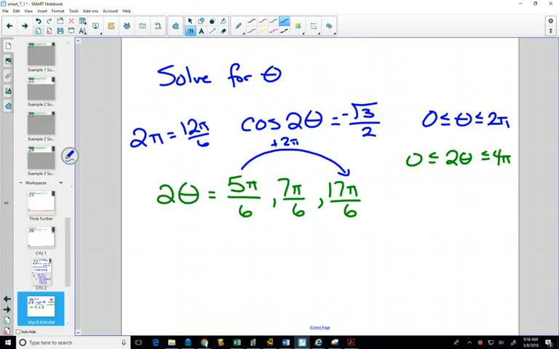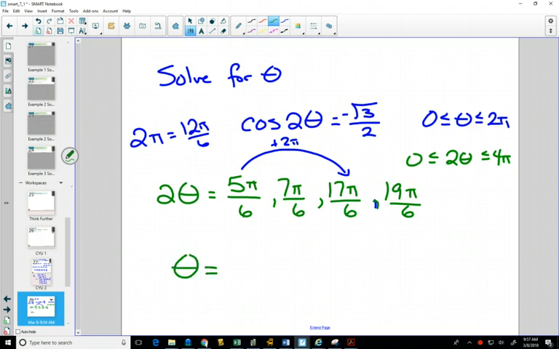So if I know 5 pi over 6, I just have to add 12 to 5, and then I'll get 17 pi over 6. Similarly, with 7 pi over 6, I will get plus 12, 19 pi over 6. And we only need to go around twice because 2 theta is between 0 and 4 pi. Then the final step is to solve for theta.